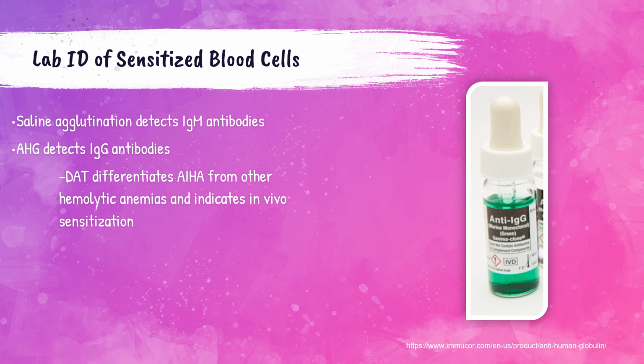So when we use this reagent, it's called a DAT, or direct antiglobulin test. DATs will be positive when there is in vivo sensitization occurring. Patients with an autoimmune hemolytic anemia will have a positive DAT result.